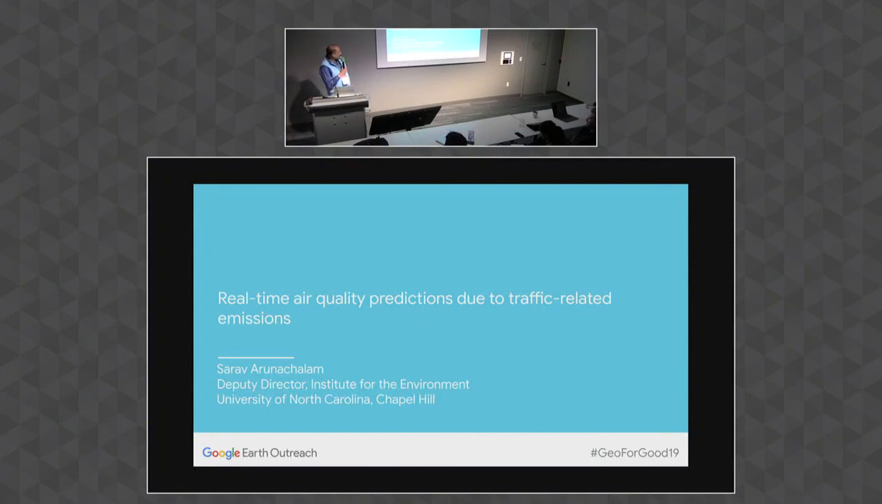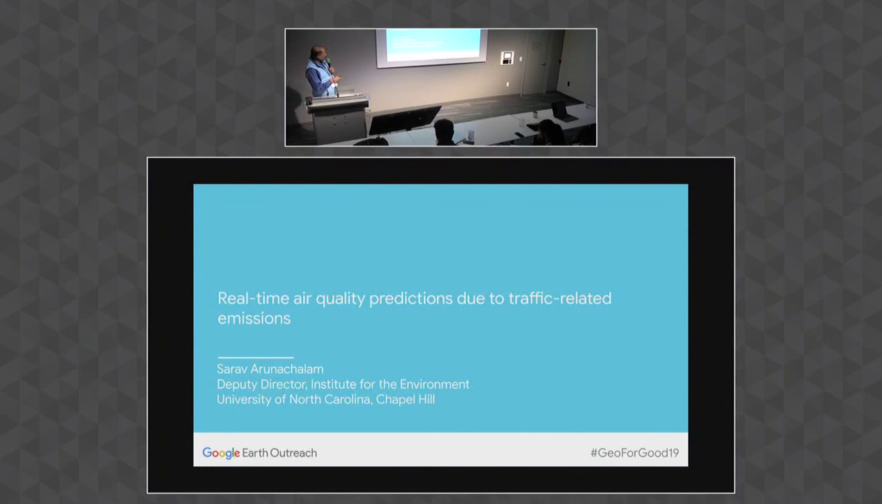Thank you. What I'm going to talk about in the next 10 minutes or so is a new system we've been developing at UNC for real-time air quality predictions for traffic-related emissions. How many of you use Waze? About 50%. Okay. Now you'll see how Waze is contributing to science.